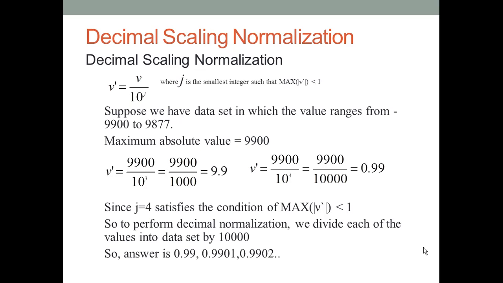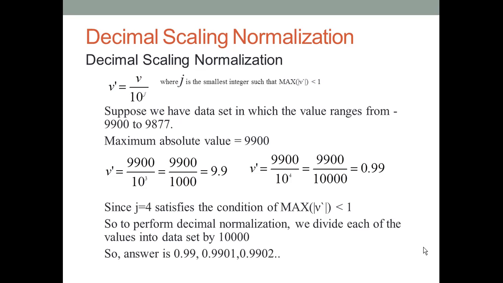First we need to find the value of j. To find the value of j, what we do is we take the maximum value in the range. Please note that we take the maximum absolute value and not just the value. For example, on the screen you can see that your value ranges from minus 9900 to 9877. So the maximum absolute value is 9900 and not 9877. Now I divided it by 10 raised to j, and I kept j as 3, 4 and 5. You can work it out.